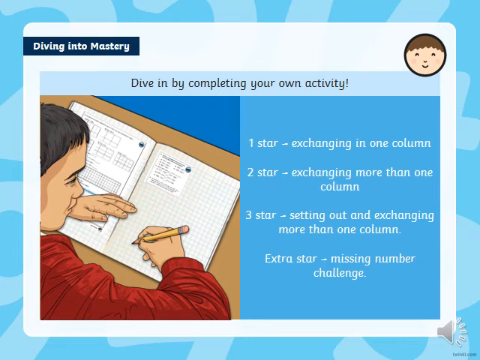Okay, so you're going to have a go at an activity now. So our 1 star you'll be exchanging in 1 column. If you want 2 star you'll be exchanging more than 1 column. 3 star you'll be setting out, so I'm not going to show you how to set it out. It's just going to be a normal number sentence. You're going to set it out and you'll be exchanging more than 1 column, and our extra star is a missing number challenge for today.